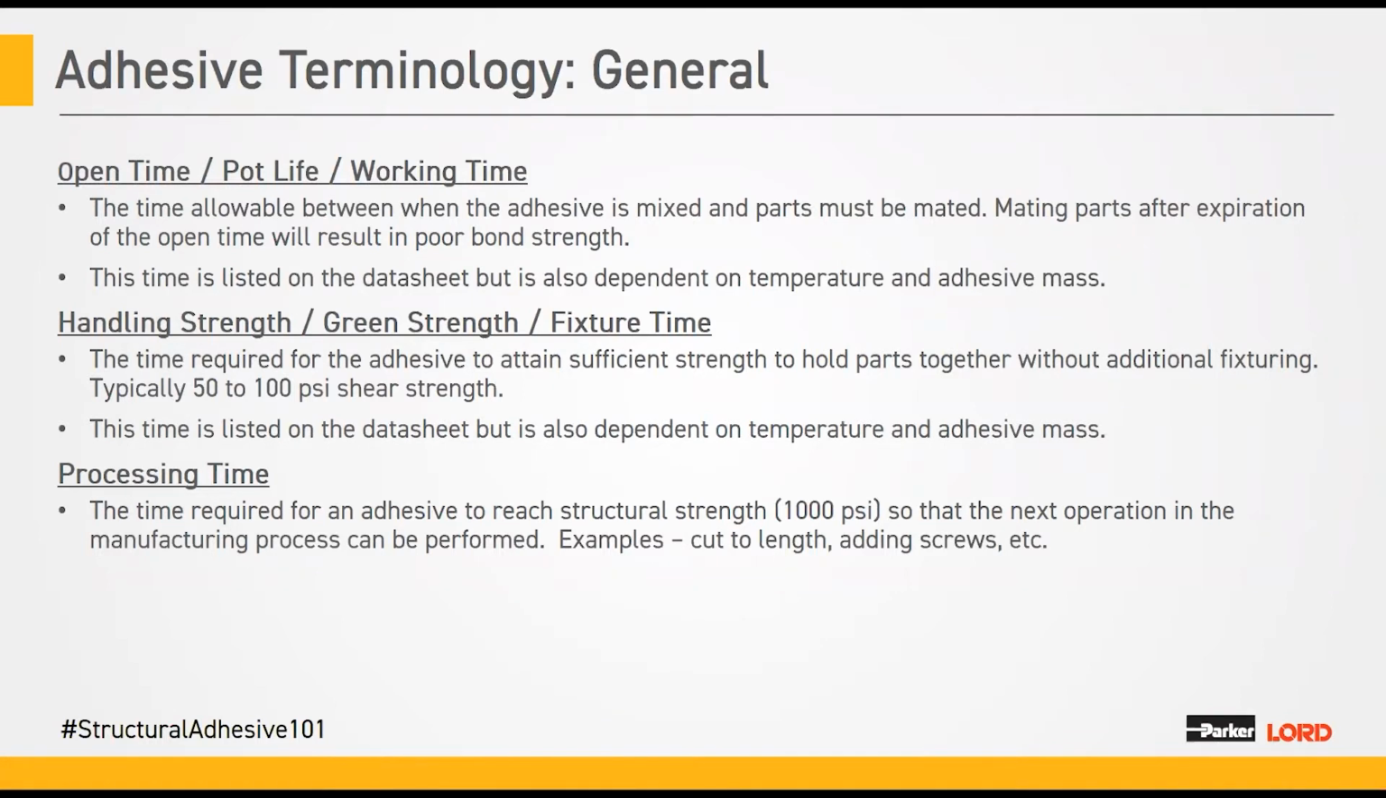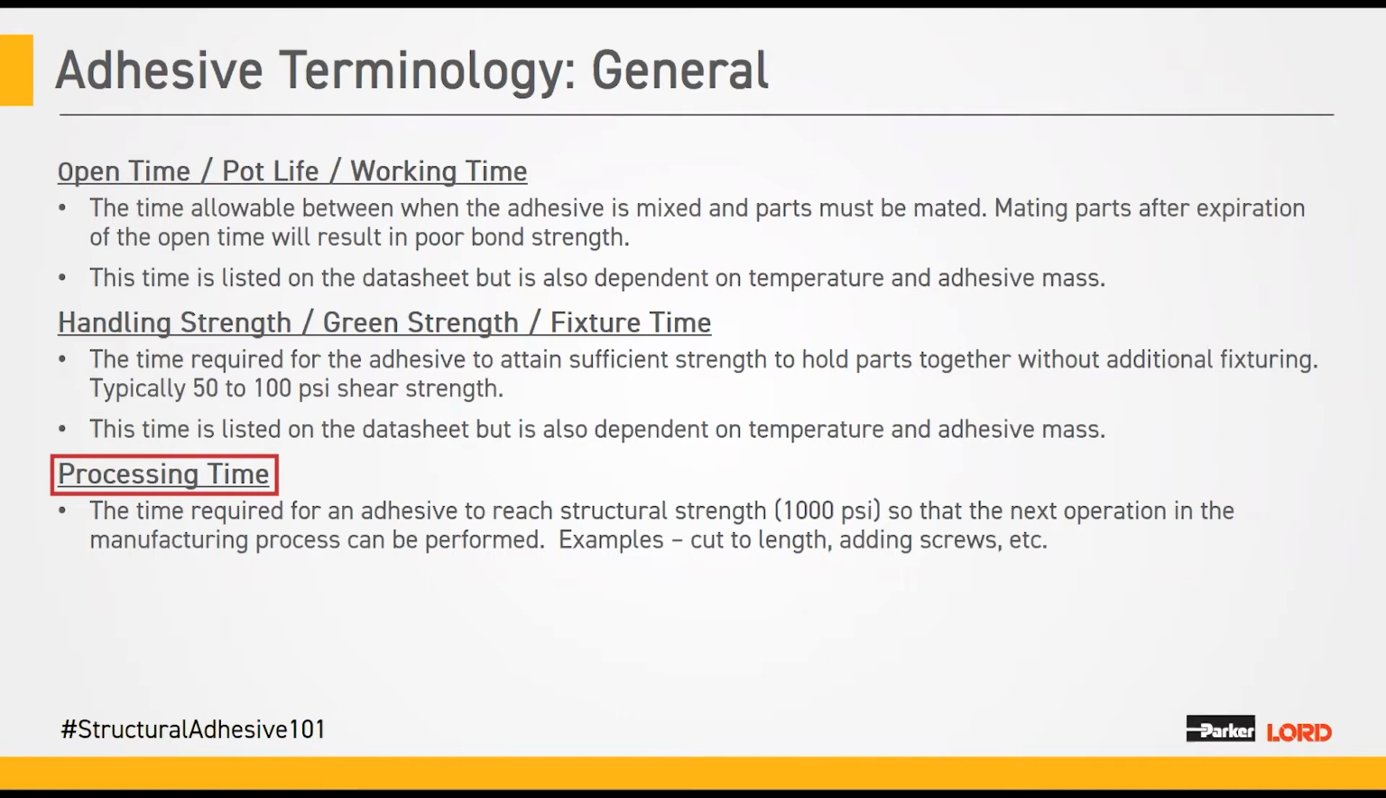That allows you to move the part down the manufacturing line or move it out of the fixtures, and it won't debond. Time is typically also listed on the data sheet, but recall this is also dependent on time and temperature, adhesive mass, the joint design. So it's a general guideline, not an absolute.